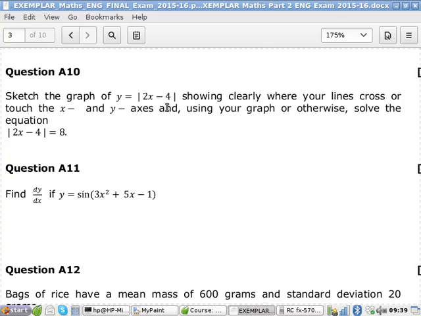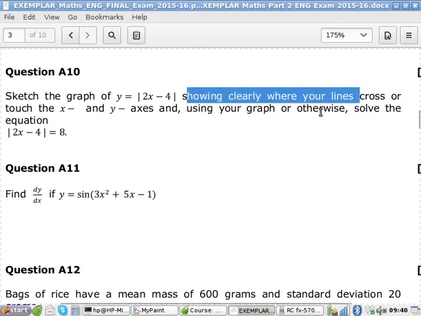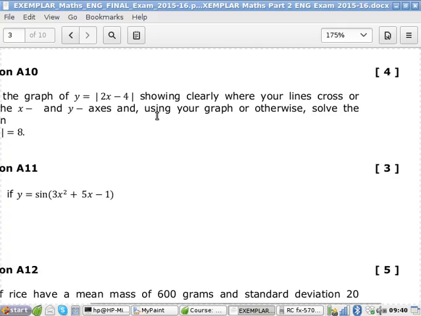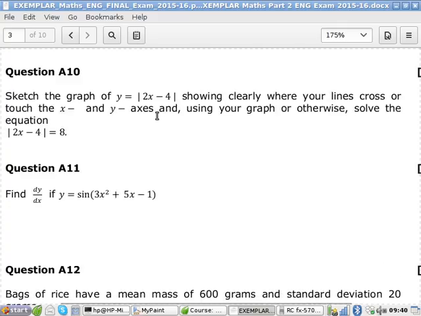And there is a second half here. They said, use your graph, or another way, solve this. If I solve this, I don't need to graph it. No, because it does say, show clearly where it crosses the x and the y. So you have to graph it. Now, how many marks is this? Oh, it's only 4. It's not fair.